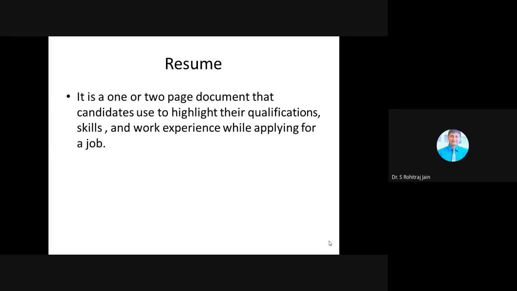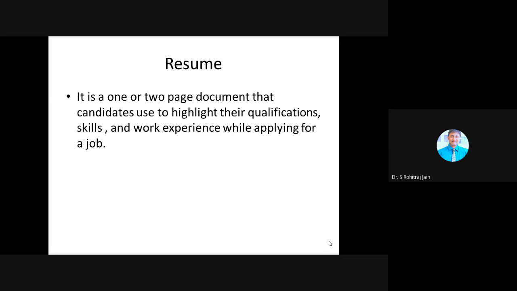Then what you people have designed now for your sake is called a resume, right? A resume is a 1 or 2 page document that candidates use to highlight their qualifications, skills, and any work experience. Suppose someone has worked and is now doing post graduation, they can include that also, no problem. But if someone is a fresher, you can skip that part. As far as work experience is concerned, you may not have any work experience while applying for a particular job.